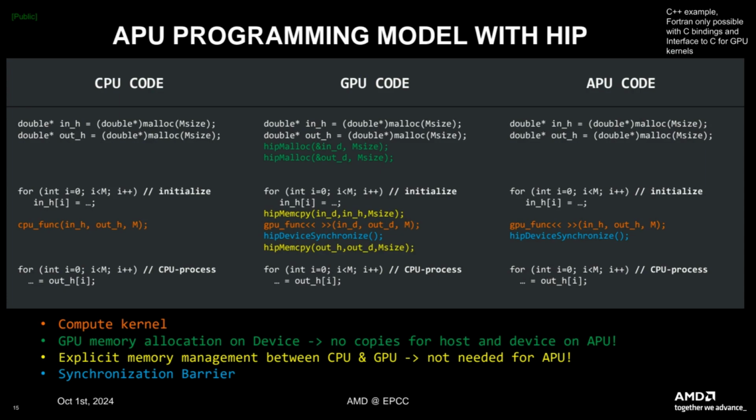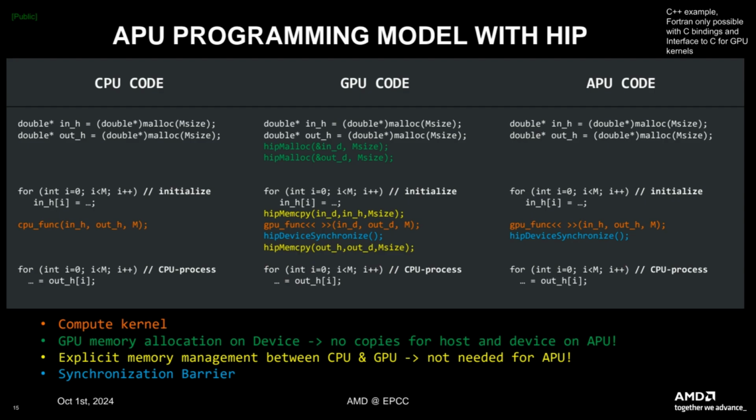For what concerns HIP, and I apologize if we talk about HIP today, because the talk about HIP is tomorrow, but for now, just think of HIP as an AMD API that you use to work on GPUs, very broadly speaking. This is a C++ example because HIP works with C++, and with Fortran, it's only possible with C bindings. So Fortran is a bit of a different story. But focusing on C++ right now for HIP, once again, we have CPU code on the left, discrete GPU at the center, and APU on the right.